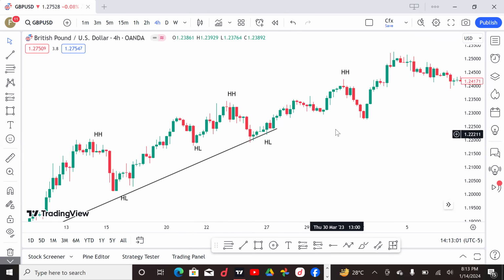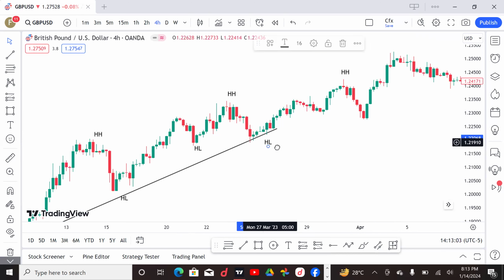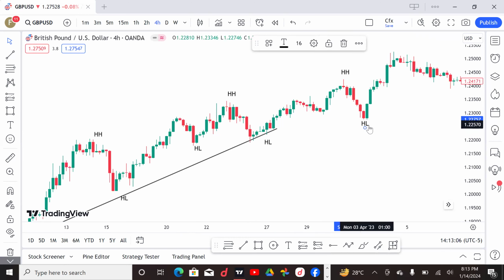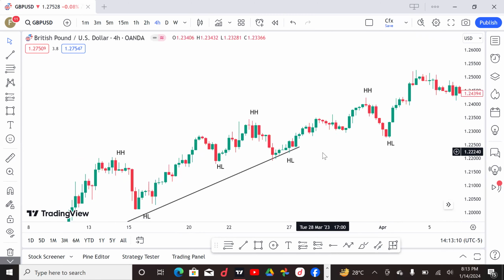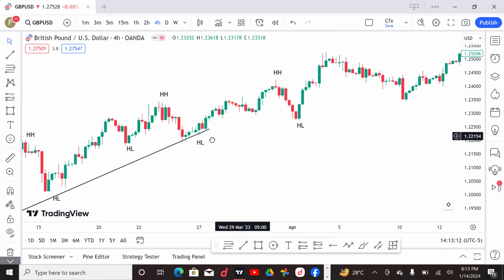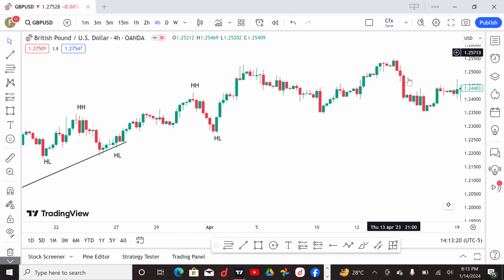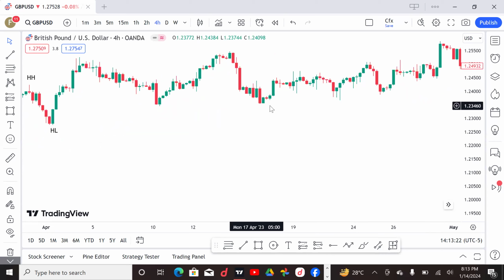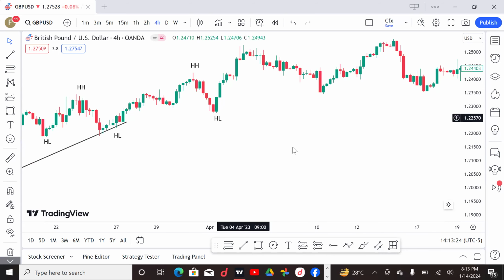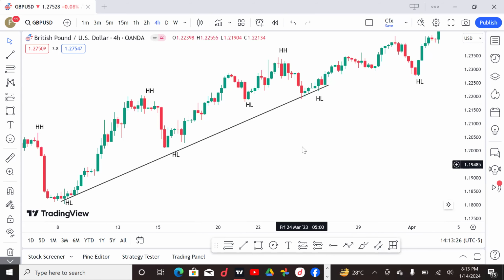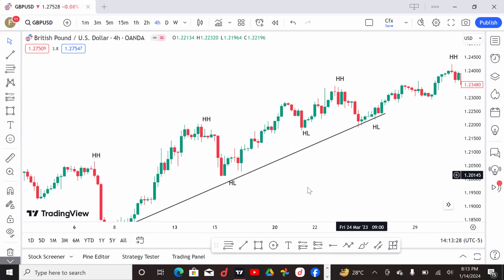I got this higher high, right? I got this higher low, right? So the same thing applies here. Is my higher high, is my higher low, is my higher high, is my higher low, right? So this is how you want to mark the chart in the first place.